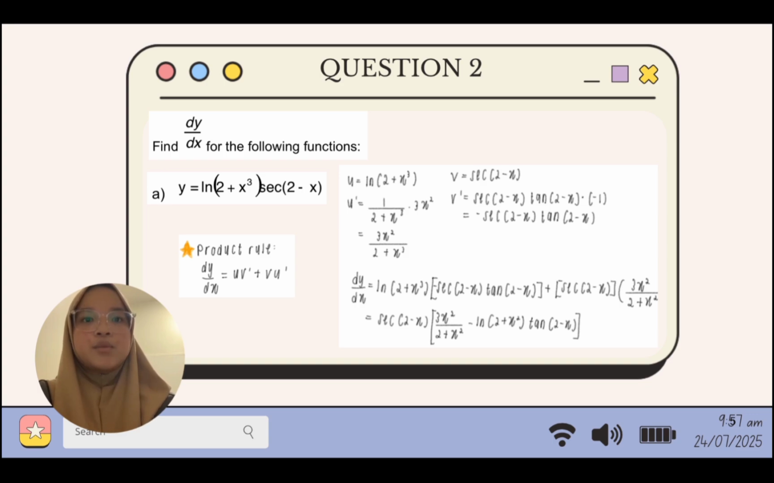Now we know all of the terms, we can substitute inside the product rule. We substitute and we get ln(2 plus x cubed) multiplied by negative secant(2 minus x) tangent(2 minus x), plus secant(2 minus x) multiplied by 3x squared over 2 plus x cubed. Then for the final answer, we got secant(2 minus x) multiplied by [3x squared over 2 plus x cubed, negative ln(2 plus x cubed) tangent(2 minus x)].